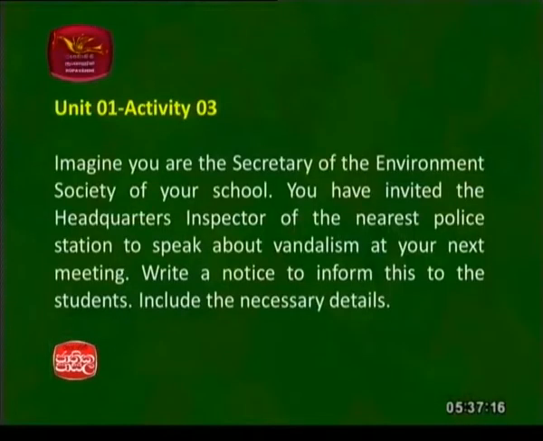Right. Now these are additional activities from your workbook. This is unit 1, activity 3. Imagine you are the secretary of the Environment Society of your school. You have invited the headquarters inspector of the nearest police station to speak about vandalism at your next meeting. Write a notice to inform this to the students, include the necessary details.